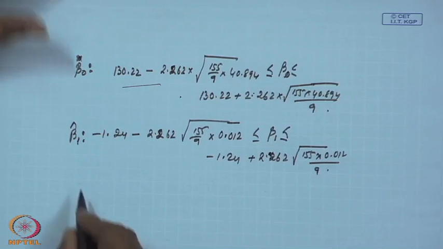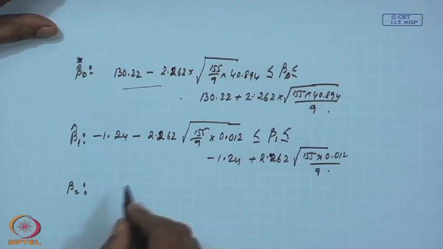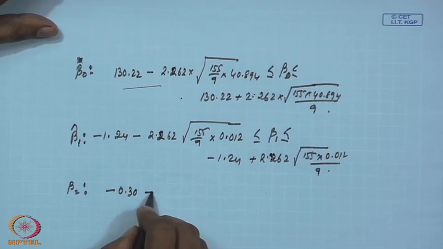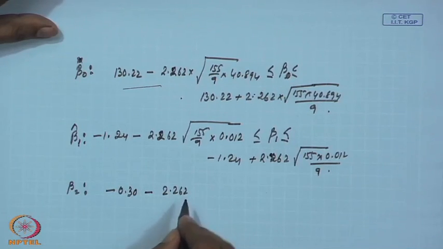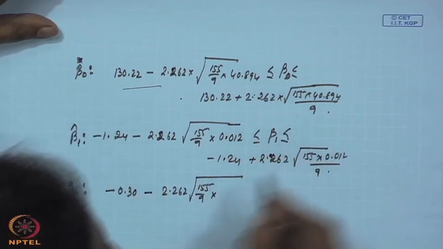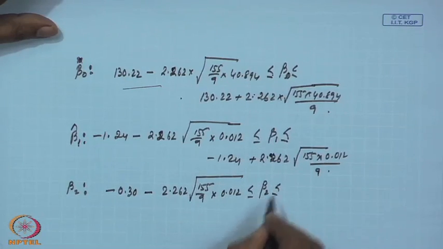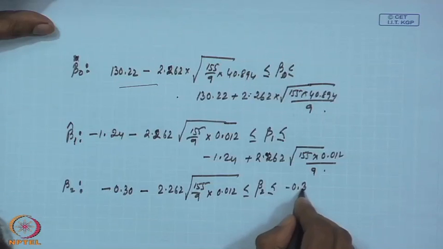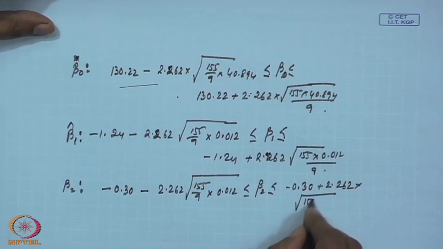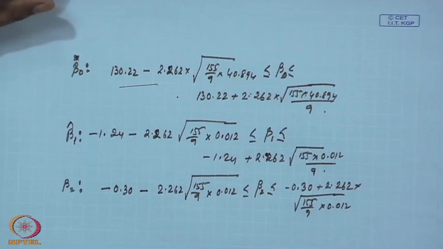Okay. So, for beta 2, what will happen? It will be minus 0.30 minus 2.262 square root of 155 by 9 into, I think the C22 also has the same value here, 0.012, less than or equal to beta 2 less than or equal to minus 0.30 plus 2.262 into 1.5159 into 0.012. You will be getting all the intervals.